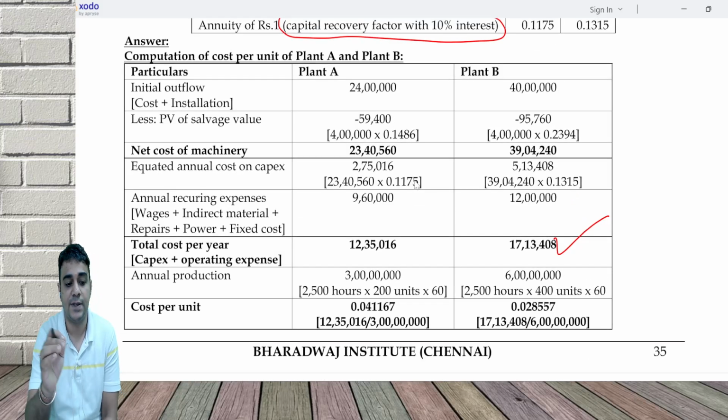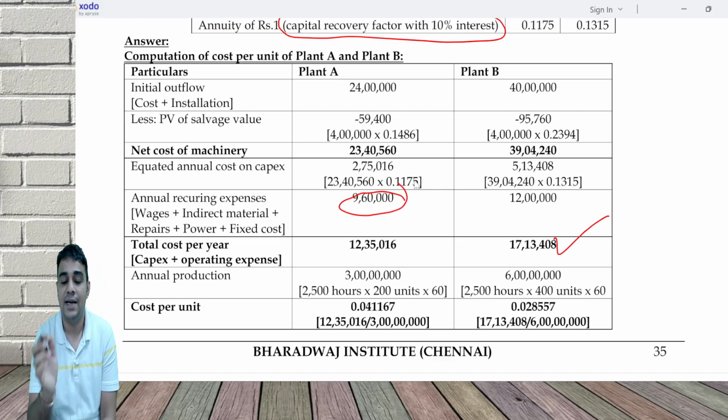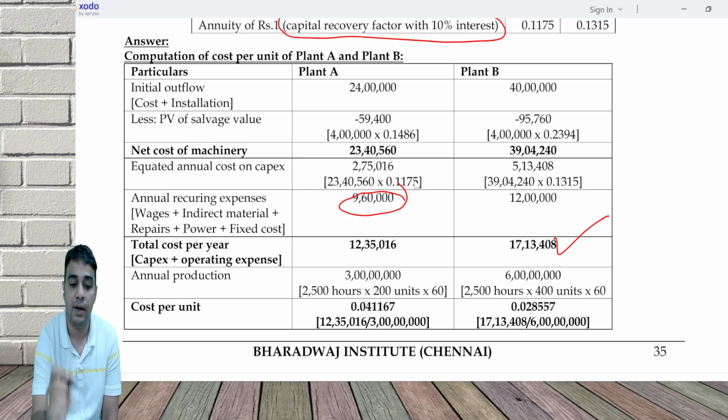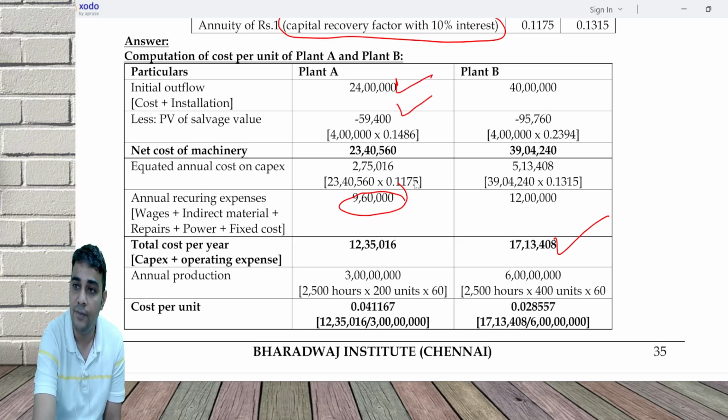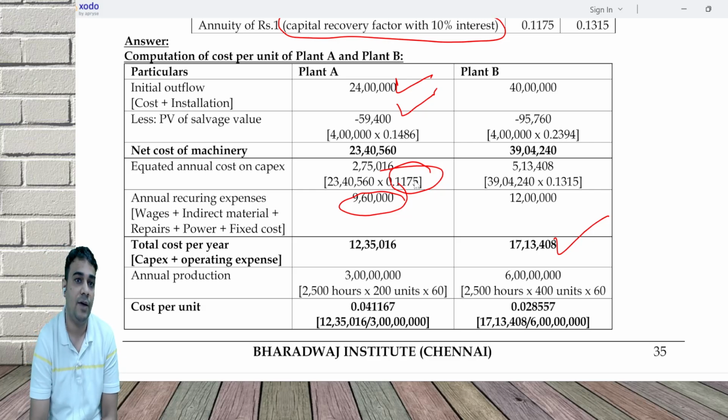Now ICA has presented this in a slightly different manner. That's your wish if you want to present this way. I'll just explain what ICA has done. Net, the answer is the same. Our annual cost is 9 lakh 60. They are saying capex every year cost is nothing but 24 lakh divided by the salvage value into the capital recovery factor. Answer is the same. I don't want to discuss it as a different approach.